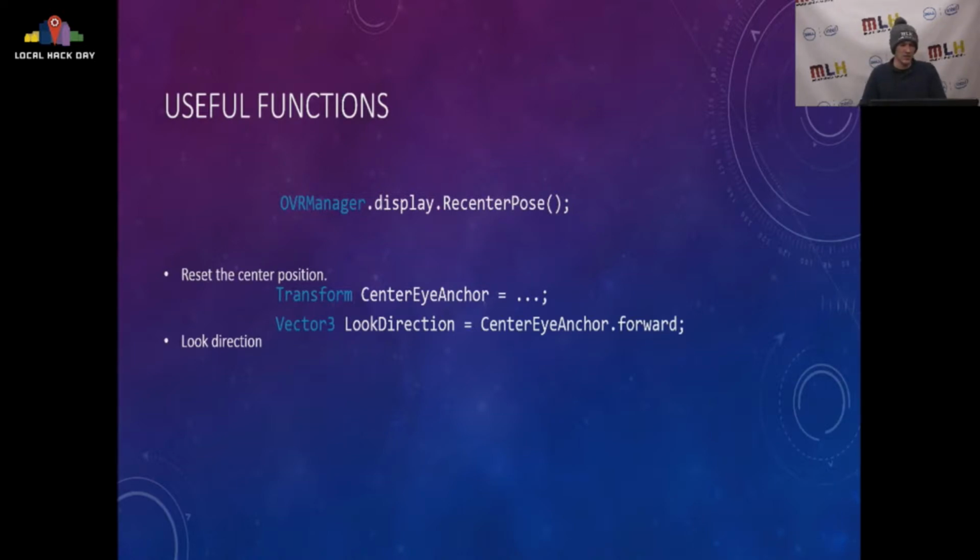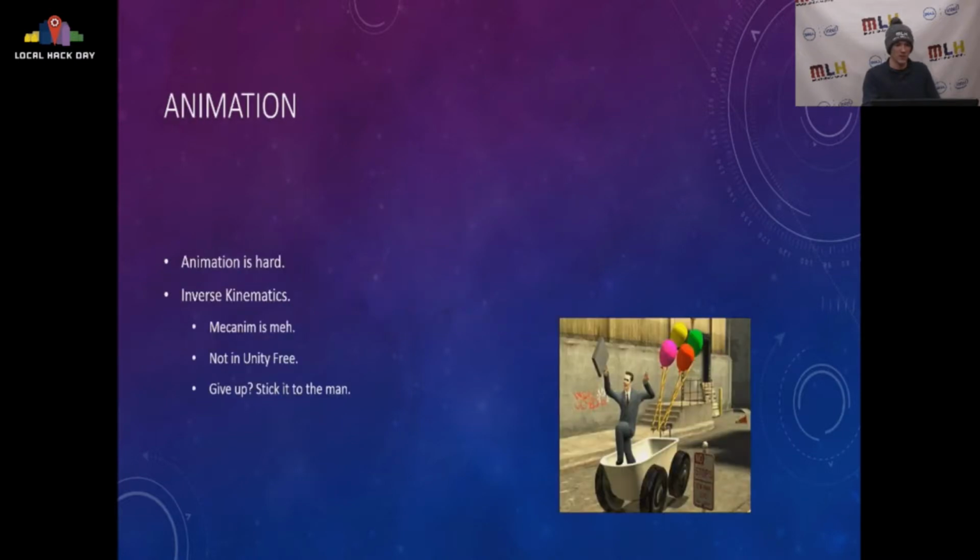And then you can get the look direction of where they're looking by using centerEyeAnchor.forward, so you can have your world react to what the player is looking at, which is a kind of natural input that you didn't have before when playing other games. So if they look over at an enemy or look at a UI panel, in Elite Dangerous's case, the UIs will pop up as you look over in the appropriate direction, and it feels really cool. So take advantage of which direction the player is looking.